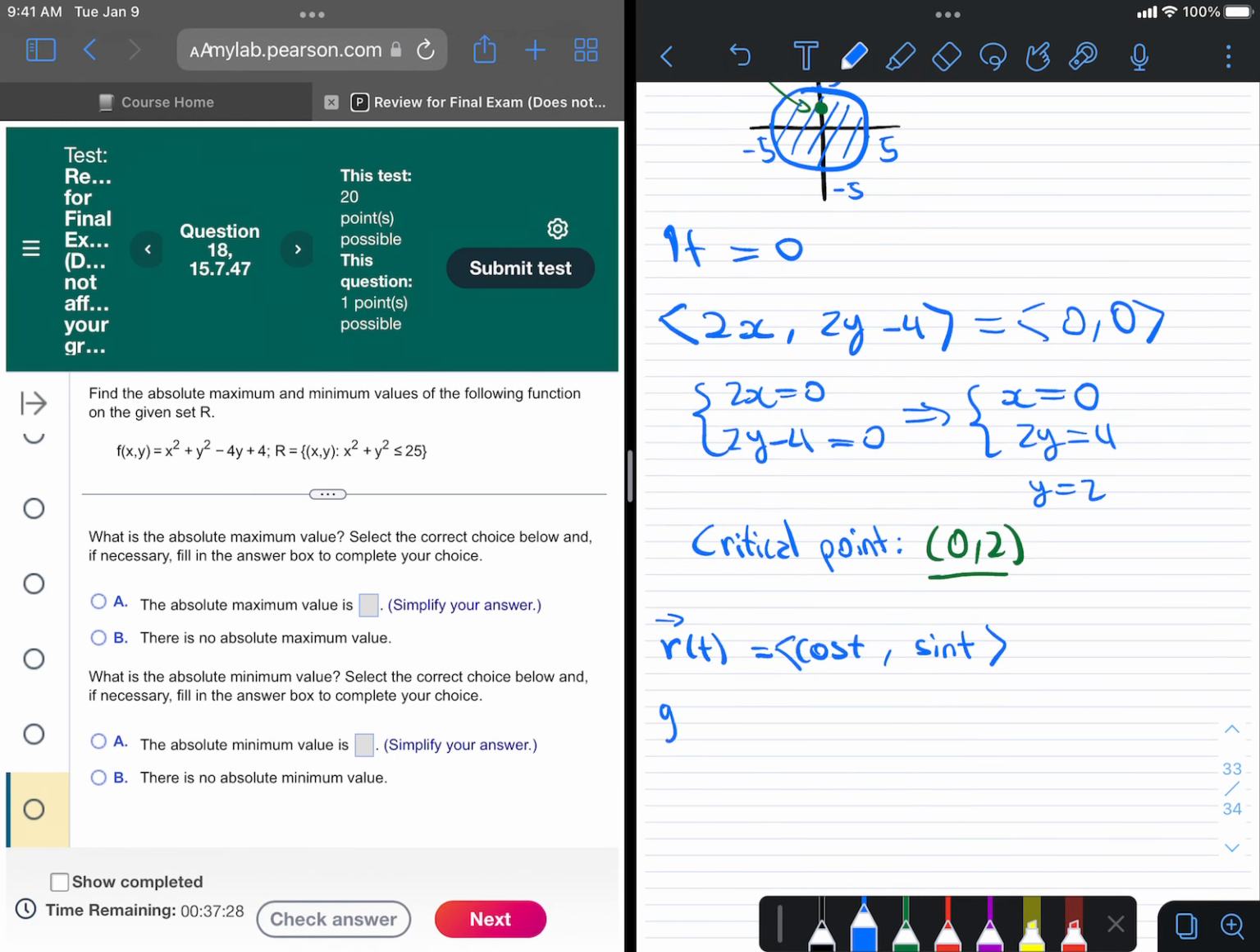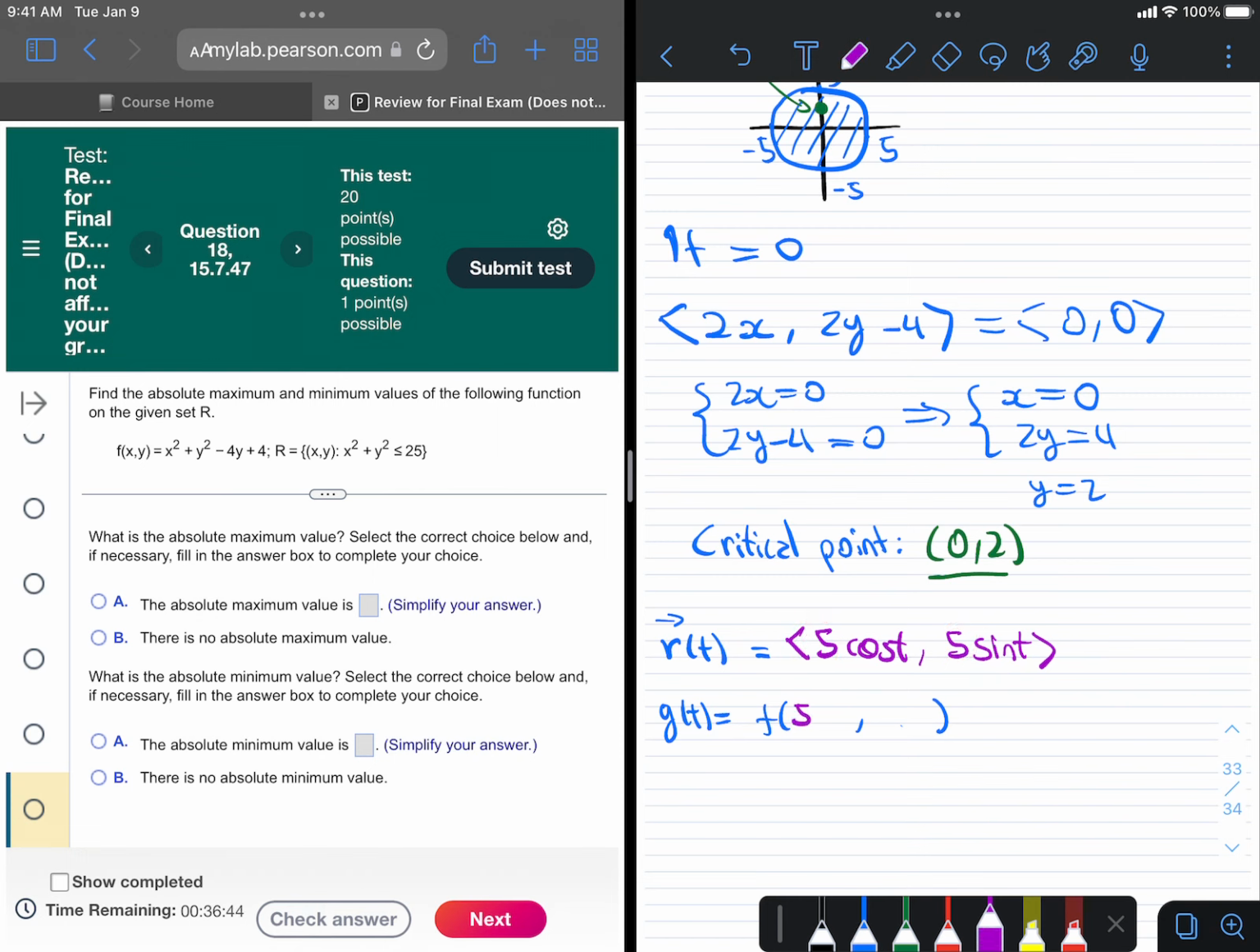So I'll say g of t is going to be f of cosine t, sine t. And in fact, I forgot one thing. Since the radius of my circle is supposed to be 5, the parametrization needs to be (5 cosine t, 5 sine t). So I'll rewrite that. So that's the standard parametrization of a circle of any radius, right? Just remember to add the radius here, which I did forget.